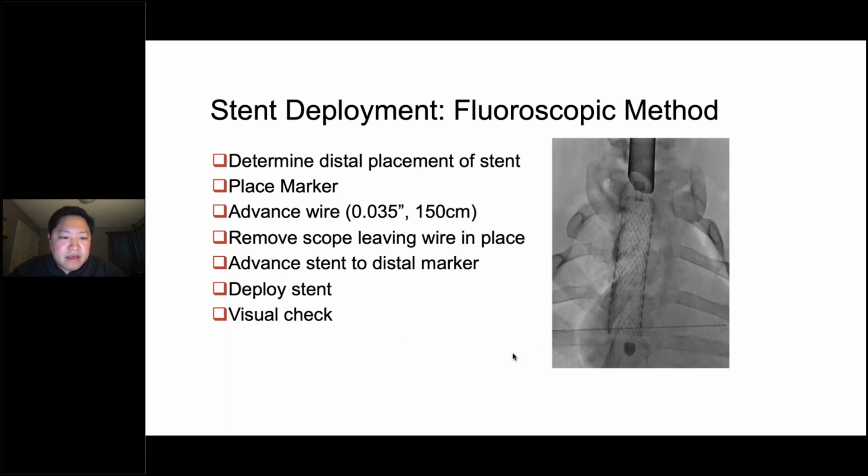You advance the wire, the stylet, all the way down past where you want to place the stent, and then leaving that wire in place, you pull the scope out. You may want to use fluoro to check that the stylet is not being pulled out too much, and then you advance the stent over the wire into the exact location and deploy the stent slowly. All these stents deploy distal to proximal, so you'll see the distal side opening first, and you can make micro adjustments in the beginning when you're first starting to deploy. There's going to be a point where you fully commit, and then you deploy the stent. And obviously, you go back in with the scope to visually check.